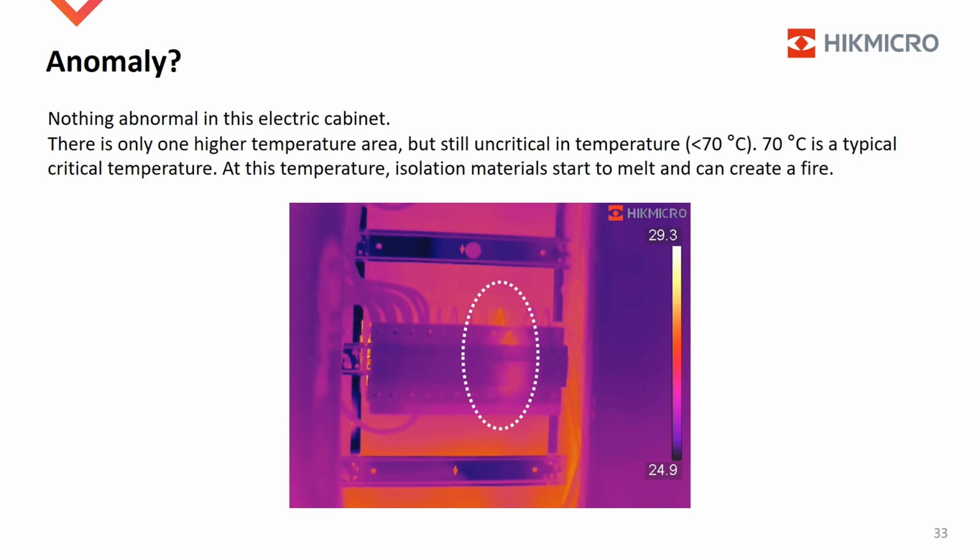There is only one higher temperature area, but it is still uncritical in temperature. 70 degrees Celsius is a typical critical temperature. At this temperature, isolation materials start to melt and can create a fire. Fortunately, the bright area in the image is lower than 30 degrees Celsius.